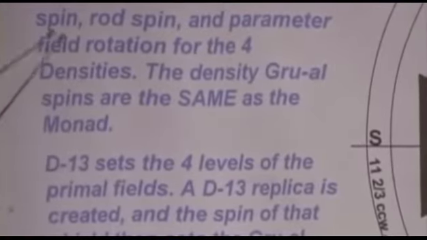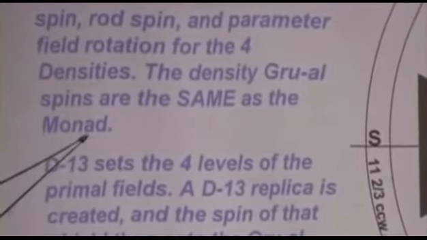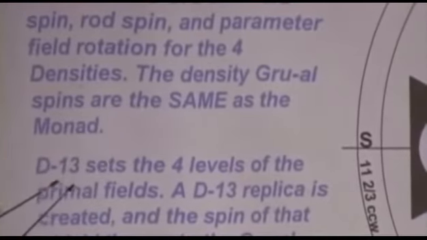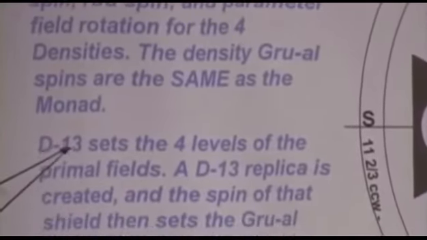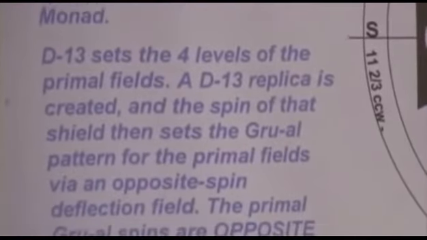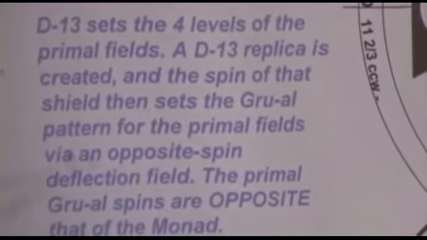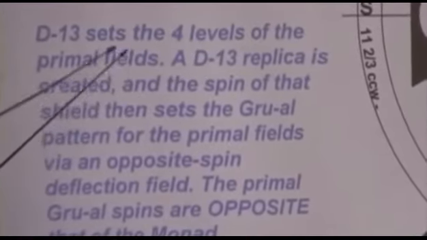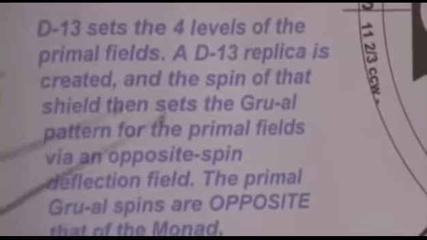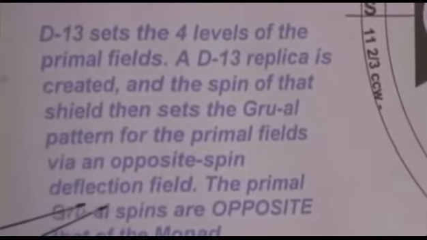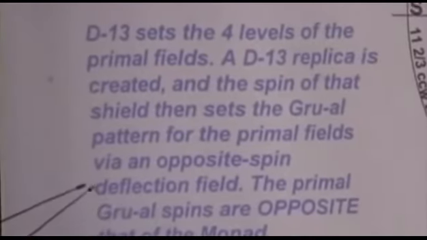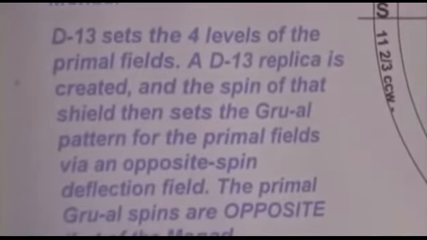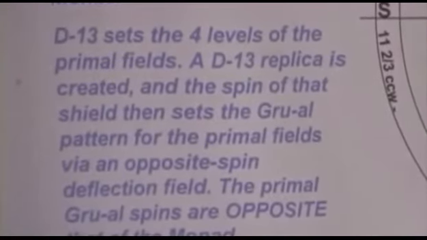And that same pattern holds for all of the four densities. So the Gruel spins are the same as the monad spins. It's the opposite for the light fields. The way the light fields work is there's a dimension 13 replica that's created, and then the dimension 14 one is opposite from that. So that the densities and the light fields work the opposite ways with regard to the spins.